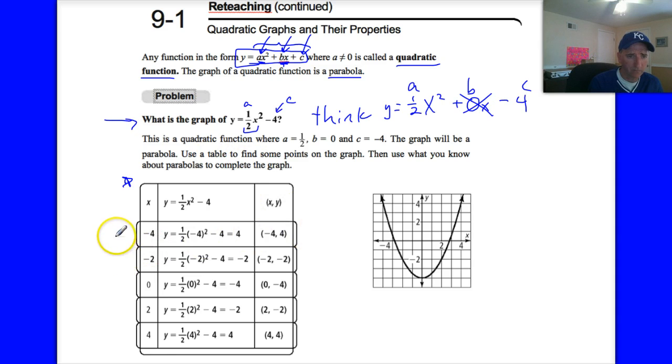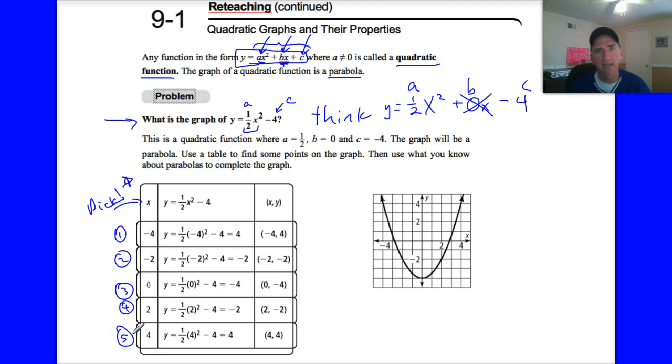So what they've done now is pick values for x. You have to pick 5 values: 1, 2, 3, 4, 5. And that is an expectation. When you're graphing these by hand, I need 5 points. Okay? Now, notice this point right here.